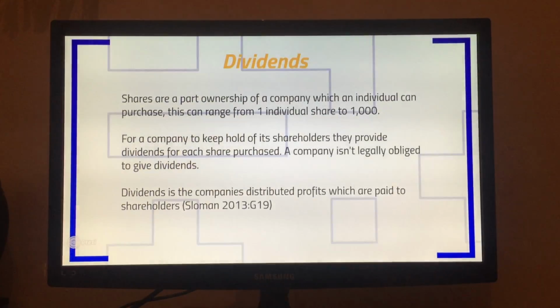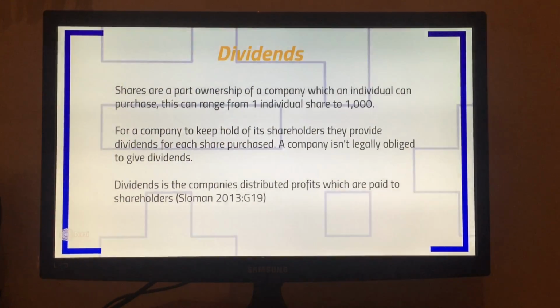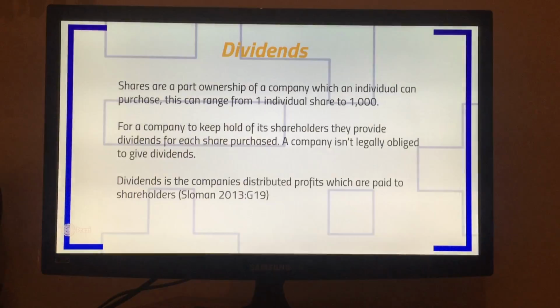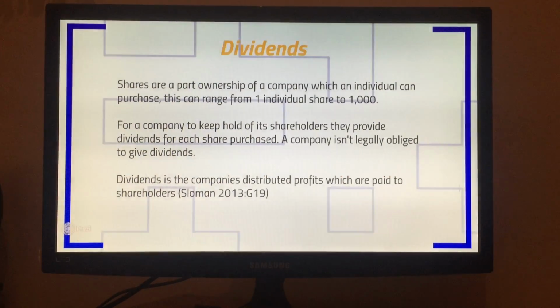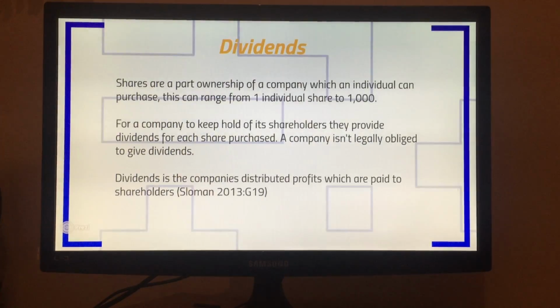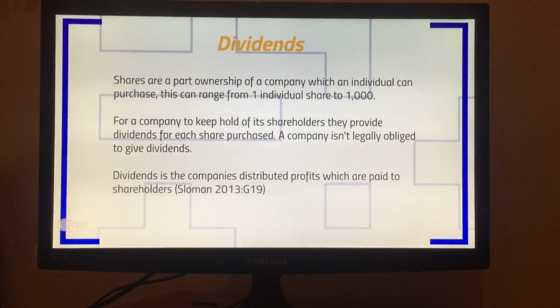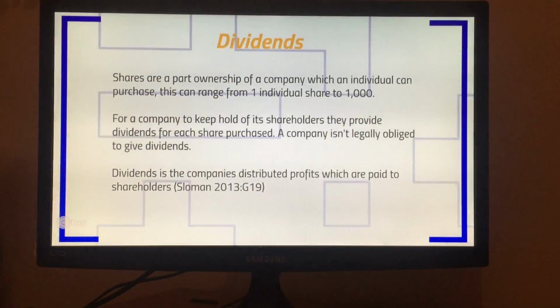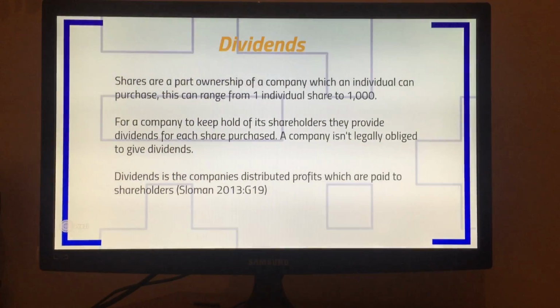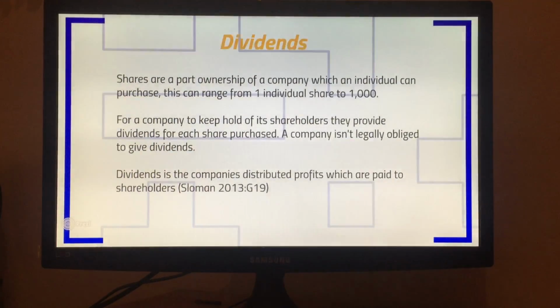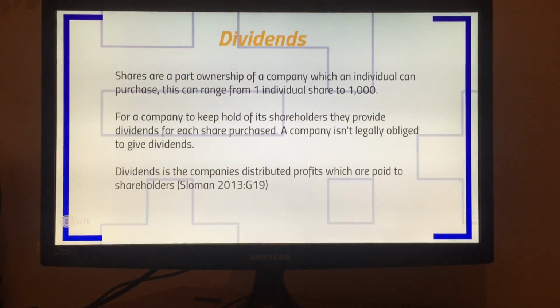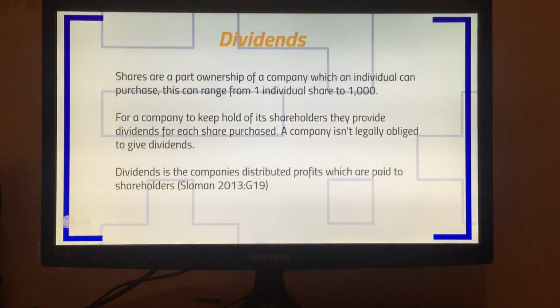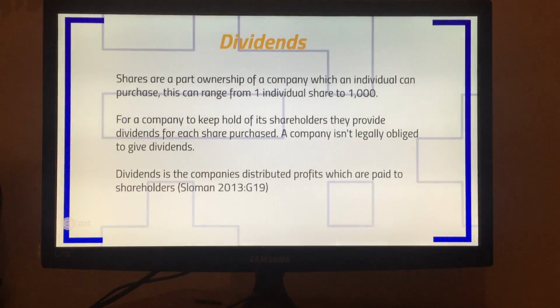Dividends. Shares are a part ownership of a company which an individual can purchase. This can range from 1 individual share to 1,000. For a company to keep hold of its shareholders, they provide dividends for each share purchased. A company isn't legally obliged to give dividends, but it's beneficial in the long run. Dividends are the company's distributed profits which are paid to shareholders.